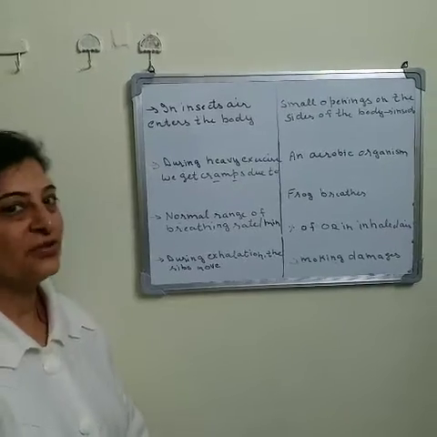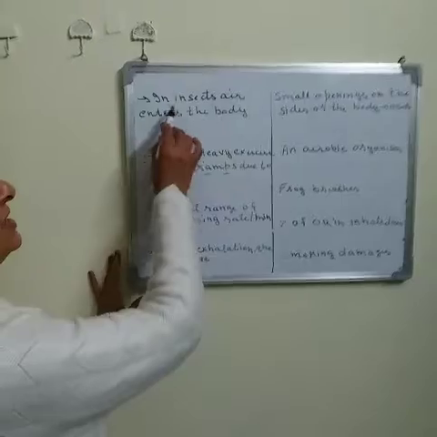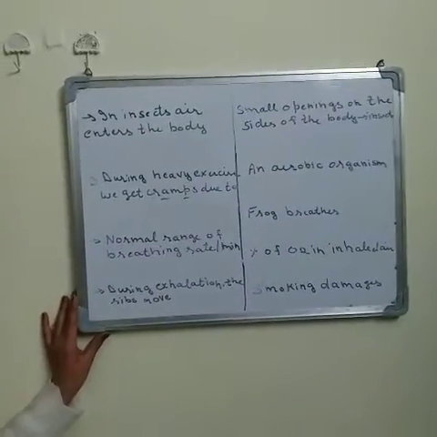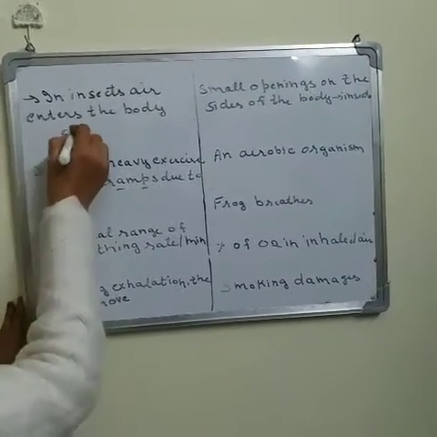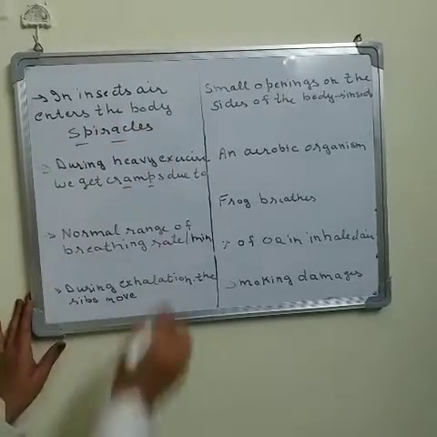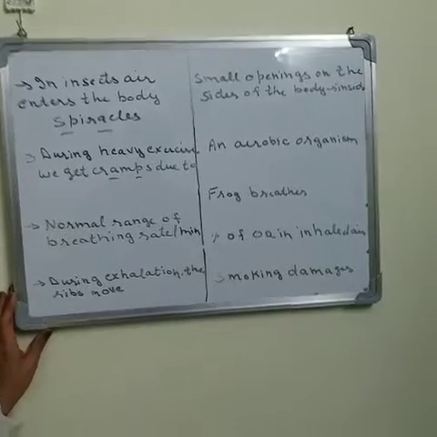Are you ready for your next questions? Okay, so here is the first one for you. In insects, air enters the body. Can you name the part of the body through which the air enters? Yes, that is your spiracles. So spiracles are found in the body of insects and through them the air enters into their body.